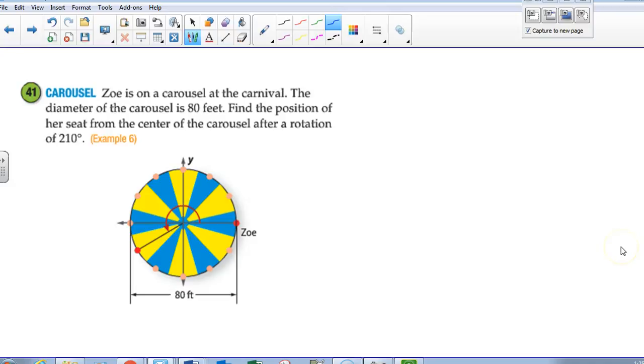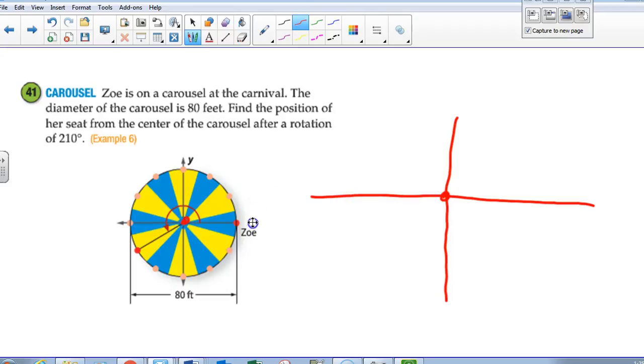Yeah, I don't like this question very much. I'm not sure why I assigned it. I must have been thinking we needed special right triangle practice, because that's really all it is. If this is the origin, and the radius is 40, when Zoe starts her ride, she's at 40, 0. After she's gone 90 degrees, she's at 0, 40 up here. After she's gone 180 degrees, she's at negative 40, 0. Am I making sense so far?